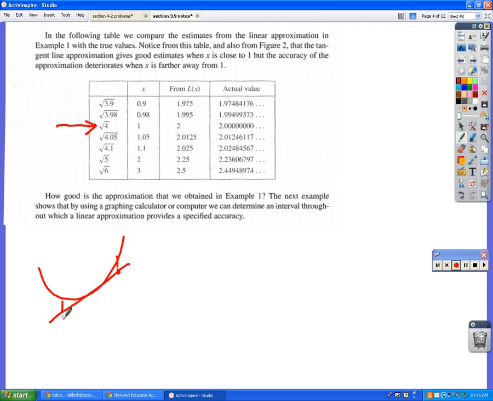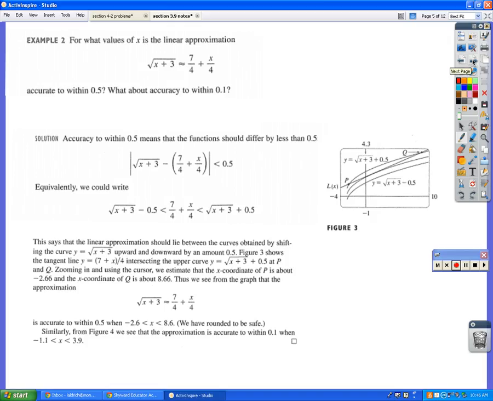All right? Okay, how good is the approximation that we obtained in example 1? The next example shows that by using a graphing calculator or a computer, we can determine an interval throughout which a linear approximation provides a specified level of accuracy.